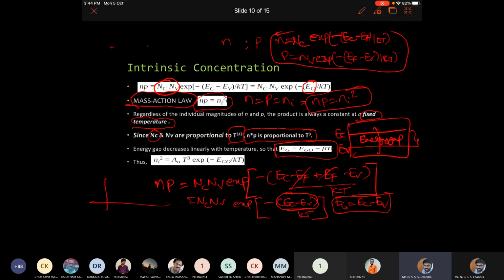It is as if your energy gap is decreasing in this fashion. This is your Eg naught, and the slope is equal to beta. At T equal to 0, your energy gap is Eg naught. As T increases, the energy gap is going to decrease. On the y-axis you have your energy gap Eg. So the energy gap decreases linearly with temperature, given by the equation Eg is equal to Eg naught minus beta T.